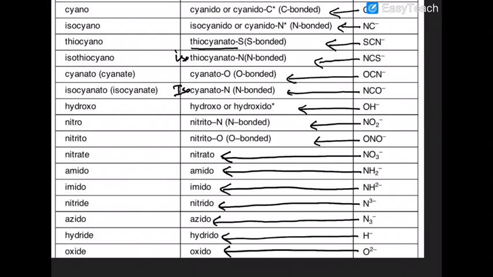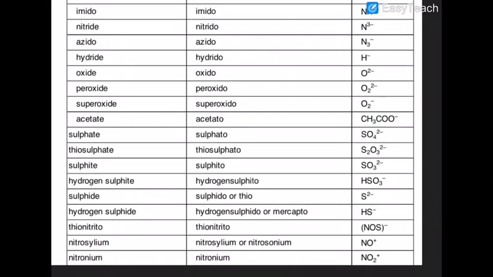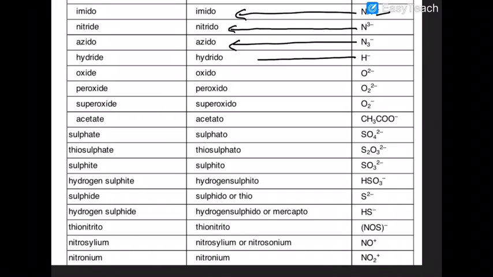Sure about that? So this is quite confusing. N3 minus 3 is nitrido. N3 minus 1 is azido. Okay, azide, that is the anion name. Similarly, for NH2 2 negative, imido, I already told you. N3 minus 3, nitrido. N3 minus 1, azido. H negative, hydrido. O2 minus 2, oxido.